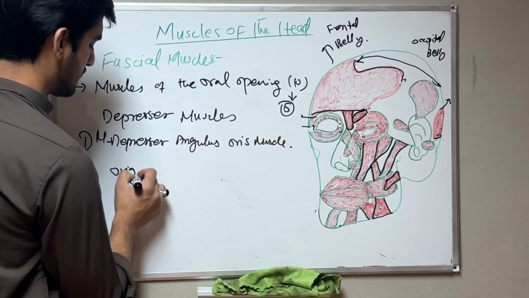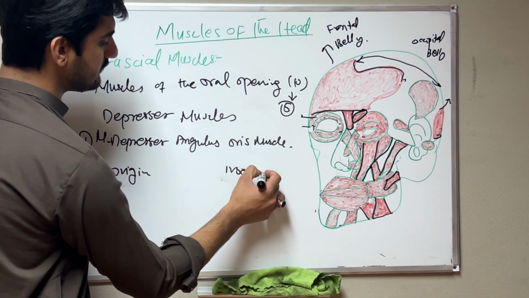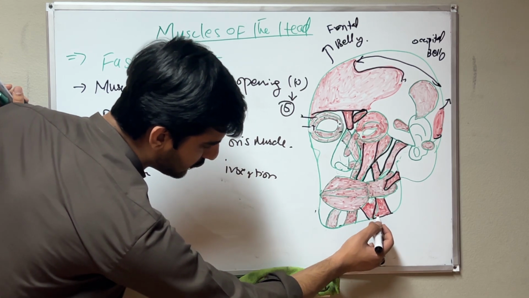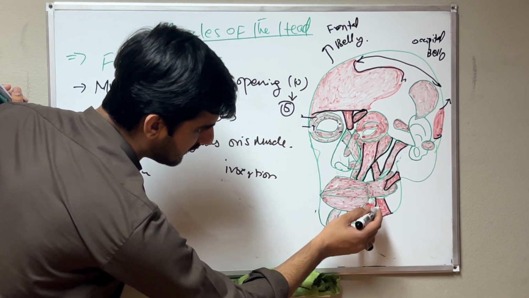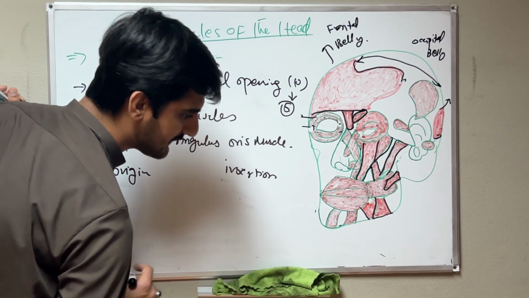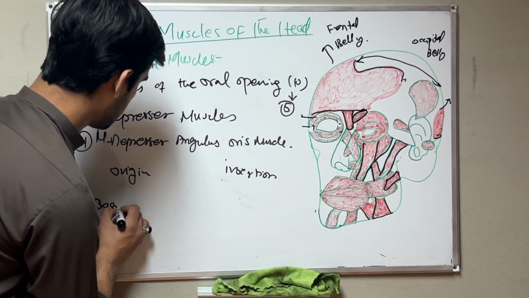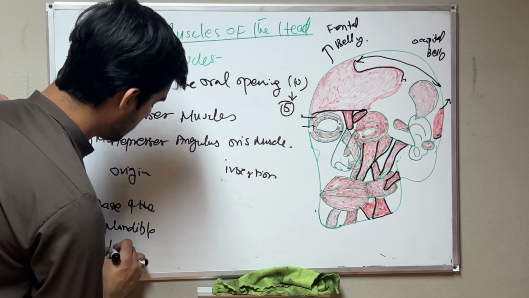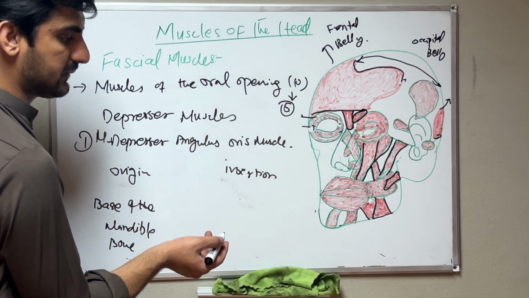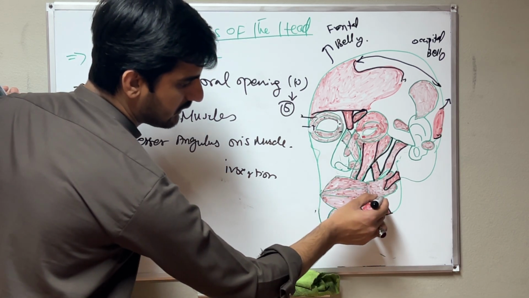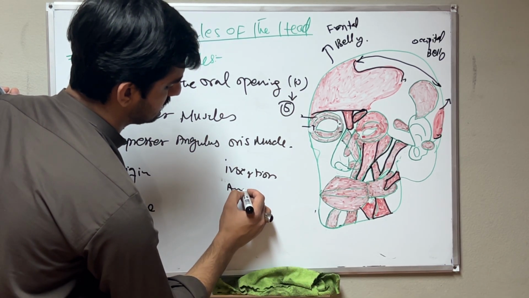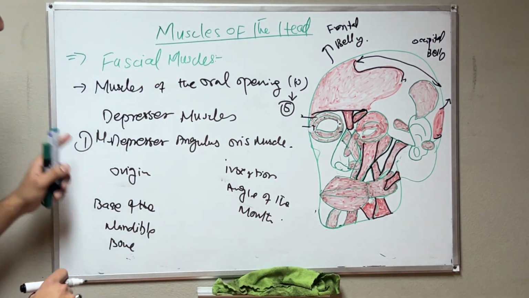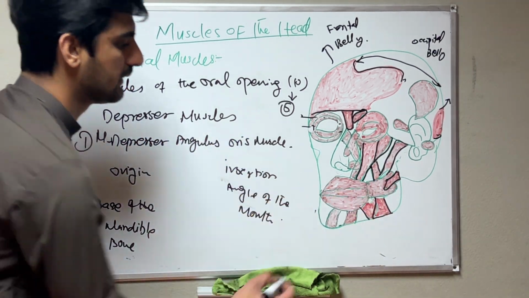Origin and insertion. If you remember, when we discussed the body of the mandible bone, there are two borders. We have the superior border, and inferiorly we have the base of the mandible. The base of the mandible is the origination of this muscle, and inserted where? The angle of the mouth. This is the origination and insertion of the depressor anguli oris muscle.